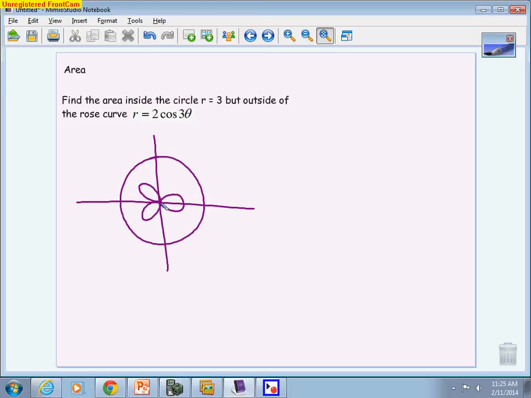And the question is asking you to find the area that's inside the circle and outside the rose curve. So thinking of it like this. What we need to do then is find, obviously, the entire area of the circle, which is not a calculus problem. It is just using geometry, and then subtract the area of the rose curve petals, which is where the calculus comes in. So that's how I'm going to start it. I know that the area of my circle is pi r squared.